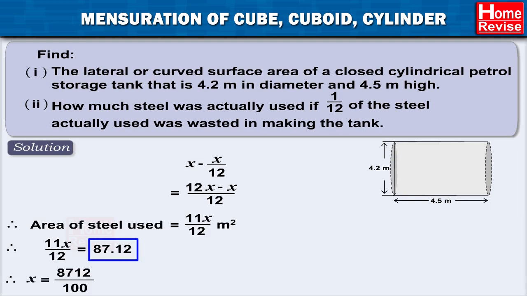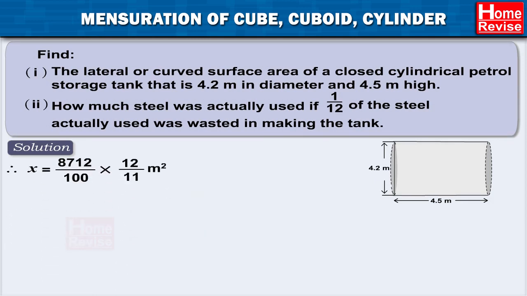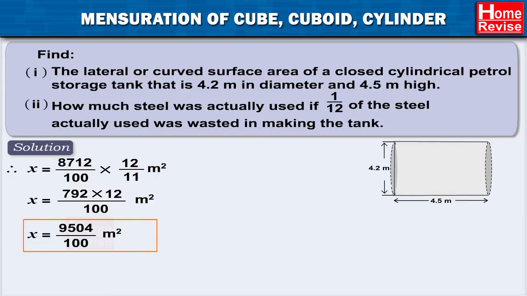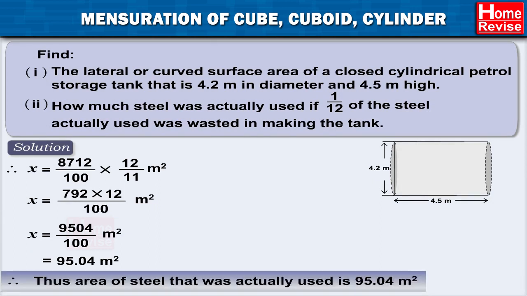Therefore, x is equal to 8712/100 × 12/11, which is equal to 792 × 12/100, which is equal to 9504/100, which is equal to 95.04 meters square. Thus, the area of steel that was actually used is 95.04 meters square.